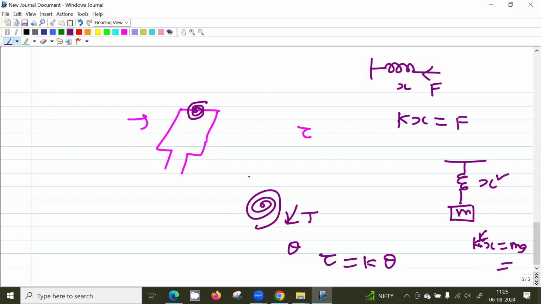Similarly here, I can measure the torque, knowing the spiral spring constant and also the value of the deflection, or the amount it has been rotated. So this is known, I can find the torque.